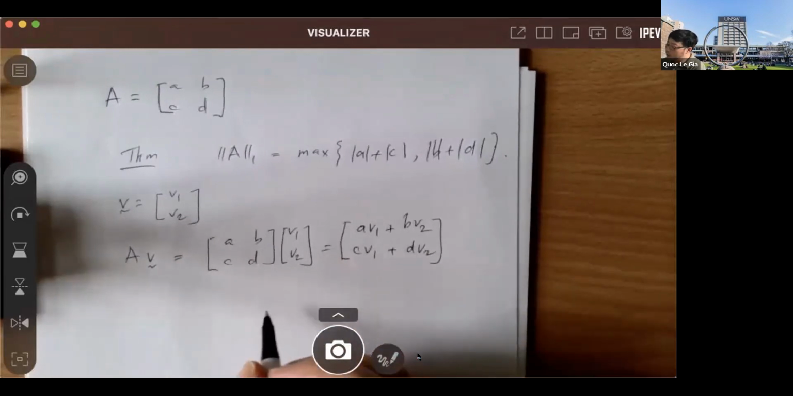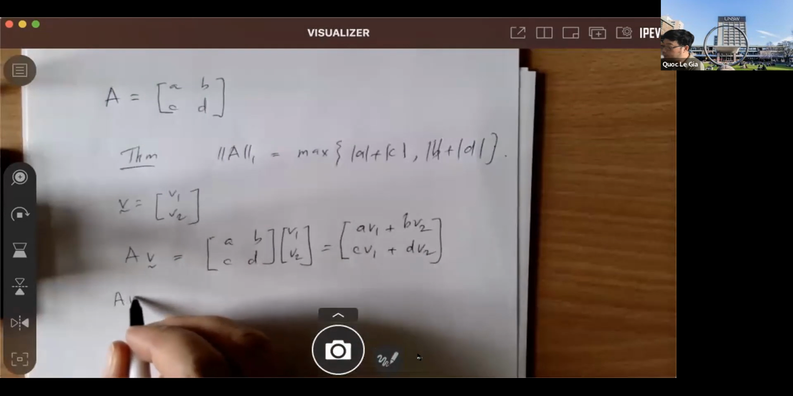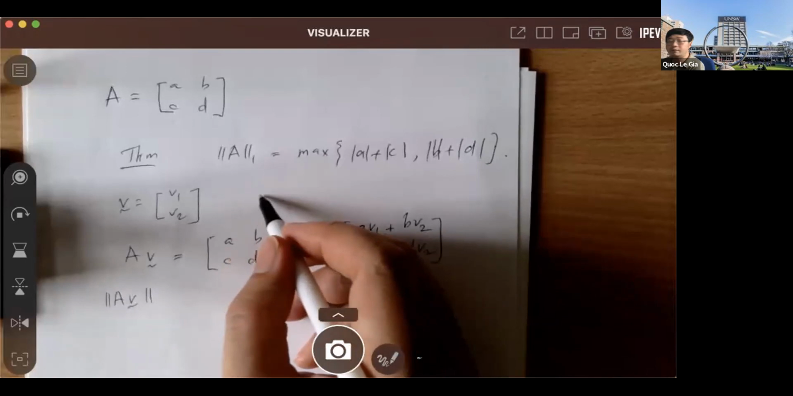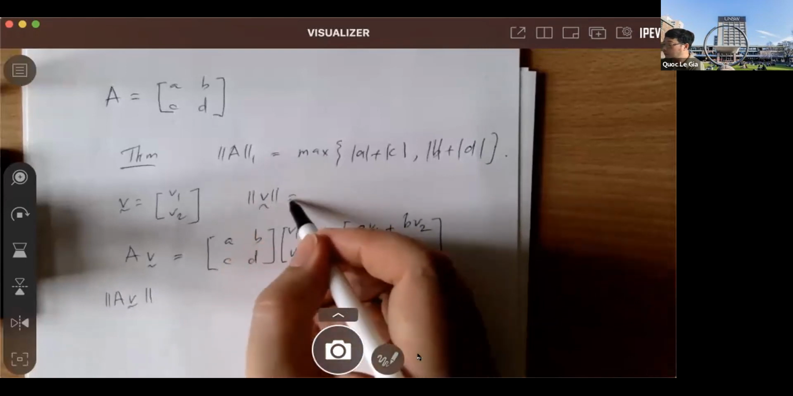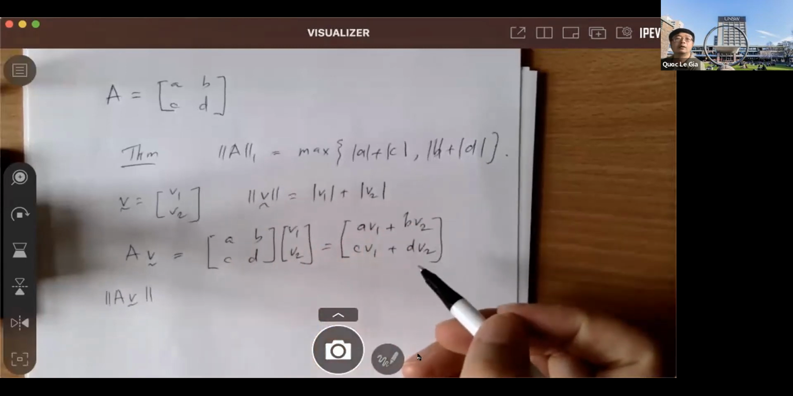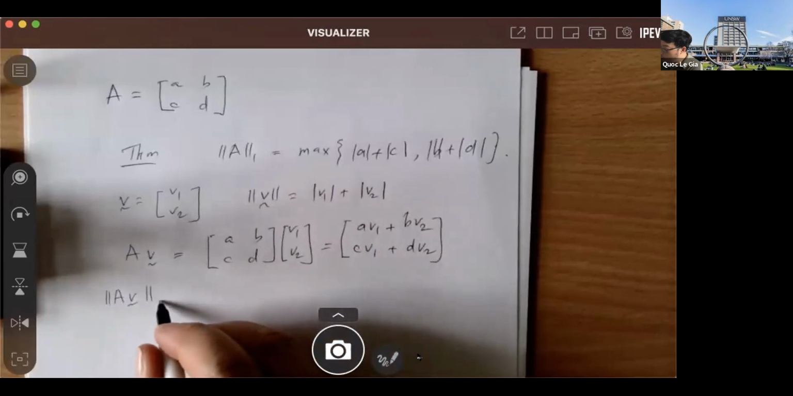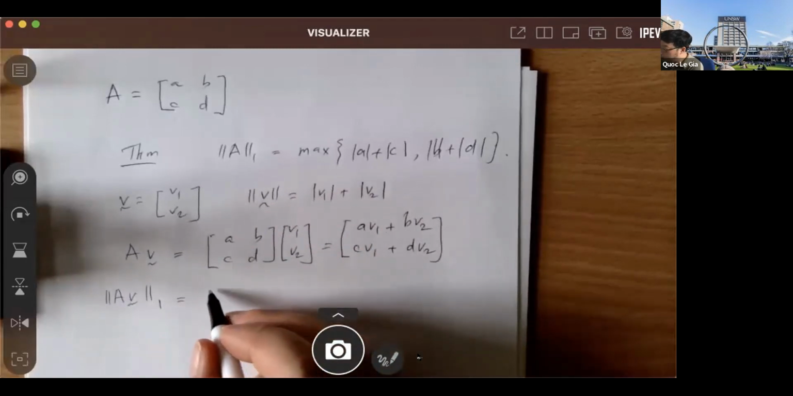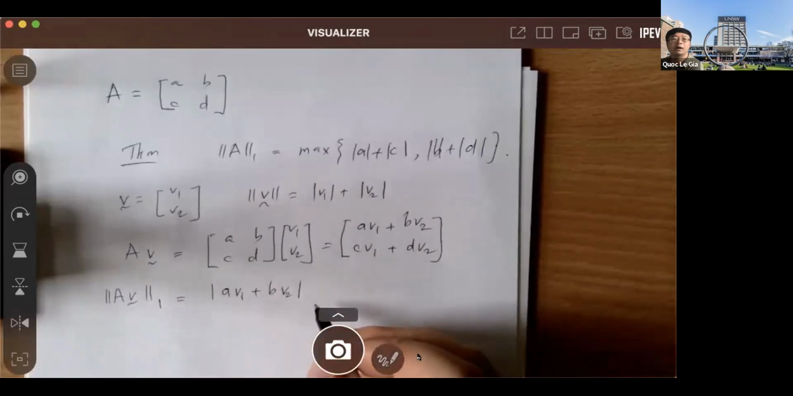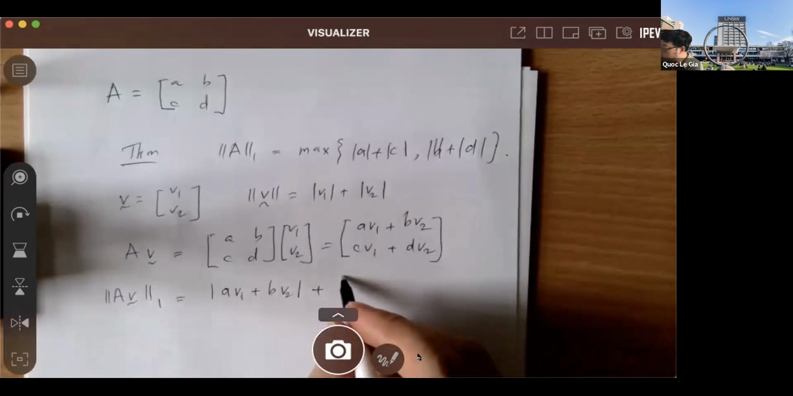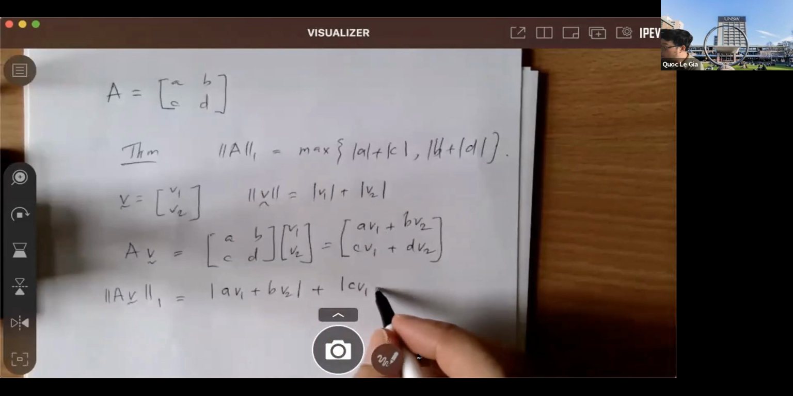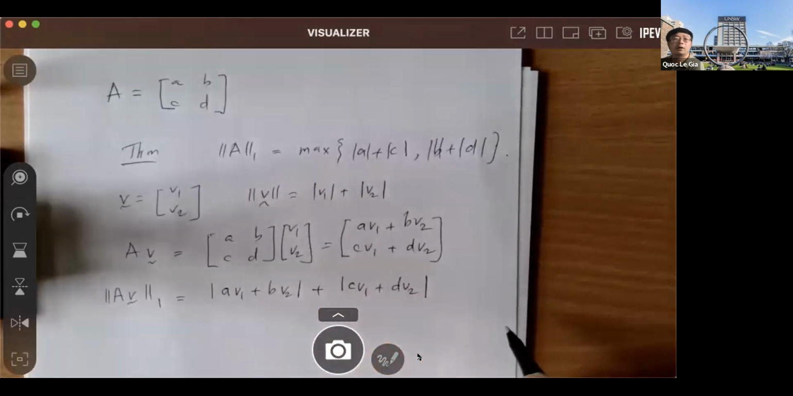Okay, and now you compute the one norm of AV. So remember, the one norm of the vector V is just V1 absolute value plus V2 absolute value. So now you got AV, the one norm. It's just the absolute value of AV1 plus BV2, the absolute value of the first entry, plus the absolute value of the second entry, CV1 plus DV2, right?